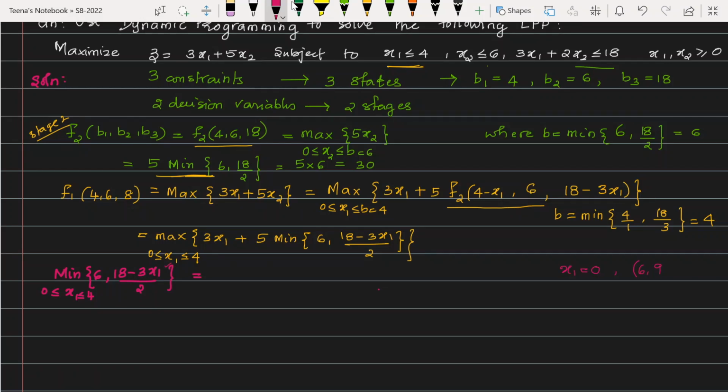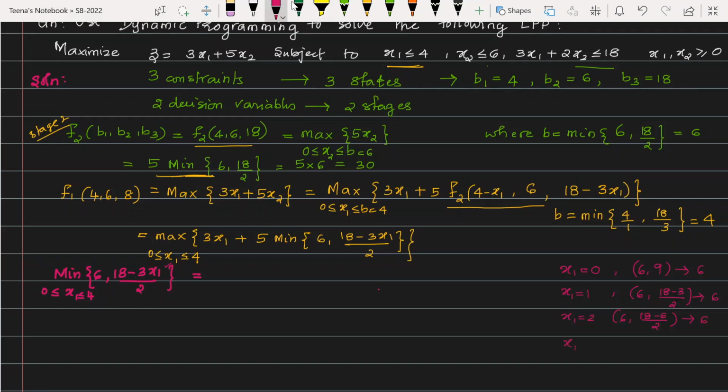So 6 comma 9, and the minimum value is 6. For x1 is equal to 1, we have the set getting reduced as 6 comma (18 minus 3) by 2. 18 minus 3 is 15 by 2 is 7.5, and still the minimum is 6. When x1 is equal to 2, the two values are 6 and (18 minus 6) by 2. (18 minus 6) by 2 is 12 by 2, that is 6. So both the values coincide, it is 6 and 6.